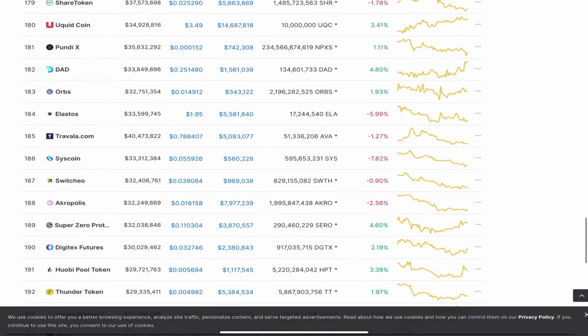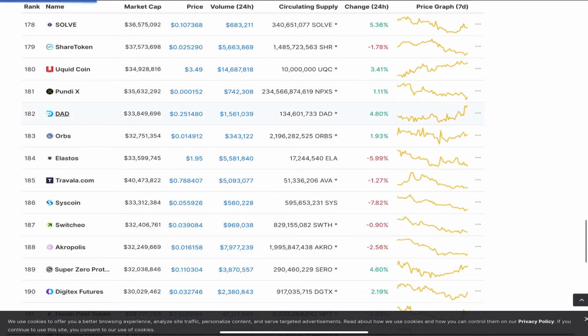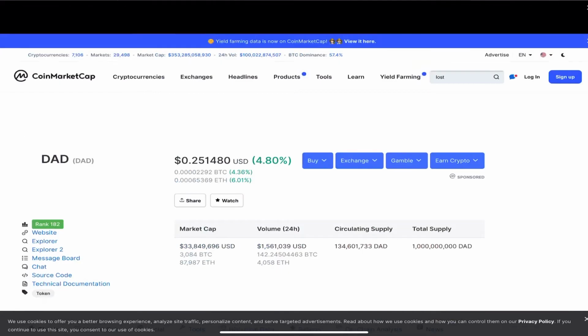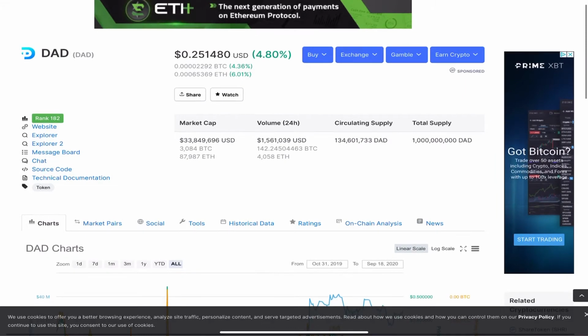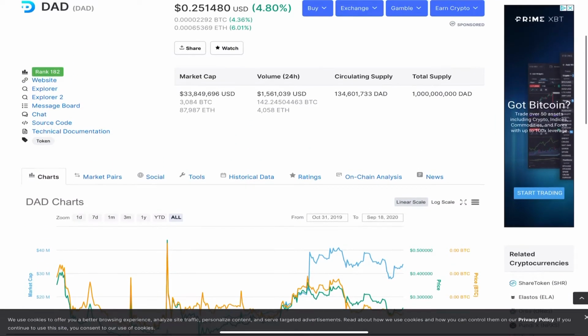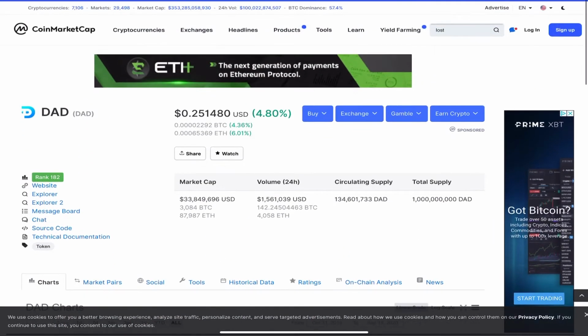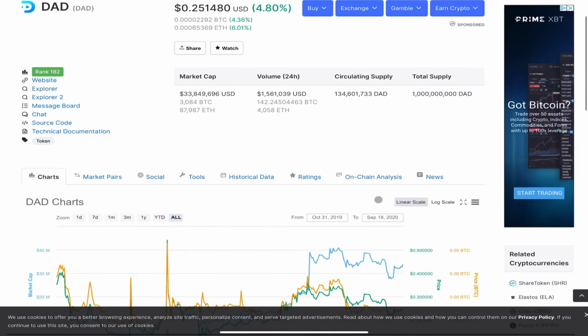The next page, let's just pick Dad Coin. Never even heard of it. Let's just take a look. So Dad Coin, what a dumb looking coin. Anyways, what you can do from that point is go down here, and there are a couple tools that you can use. The two that I like to use are the ratings and the on-chain analysis.